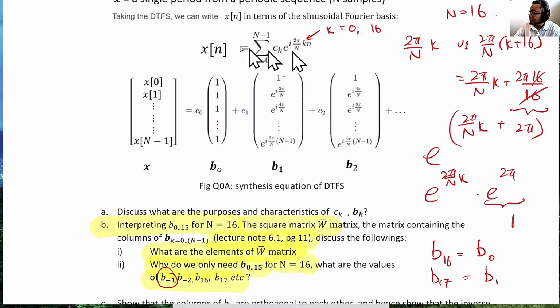1. And hence we realize that once you go above n, then we can decompose this 2 pi over n times k plus n into this form, and it will reduce into 1. And hence, that's why B0 to Bn minus 1 is the same as Bn to B2n minus 1. So that answers the question here. Thank you.